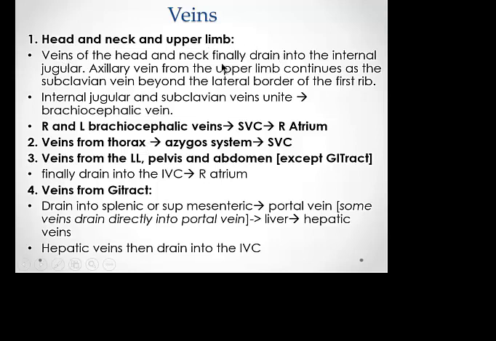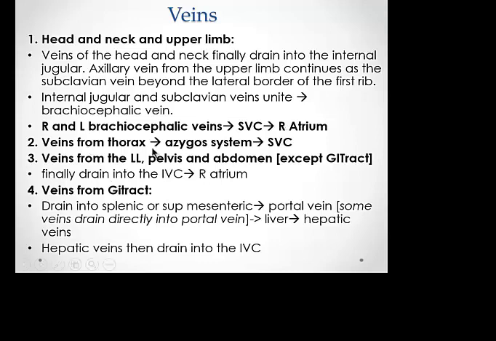So we can see head and neck, they finally go into the internal jugular. The axillary vein from the upper limb: from here it will be radial, ulnar, become brachial, then become axillary. Axillary goes as subclavian, and then internal jugular and subclavian unite and they form the brachiocephalic vein. Okay? Two brachiocephalic veins form the superior vena cava, which you know opens into the right atrium. So that's how superior vena cava is bringing blood from the upper limb and the upper part of the body, which is the head and neck.